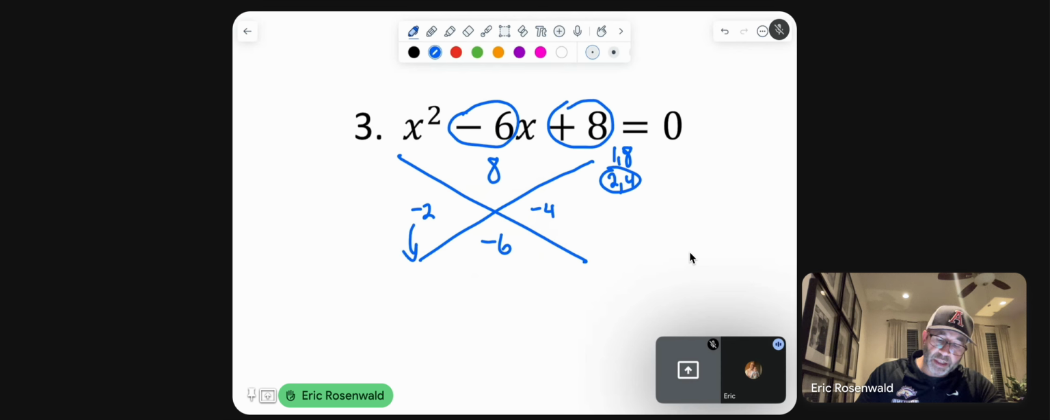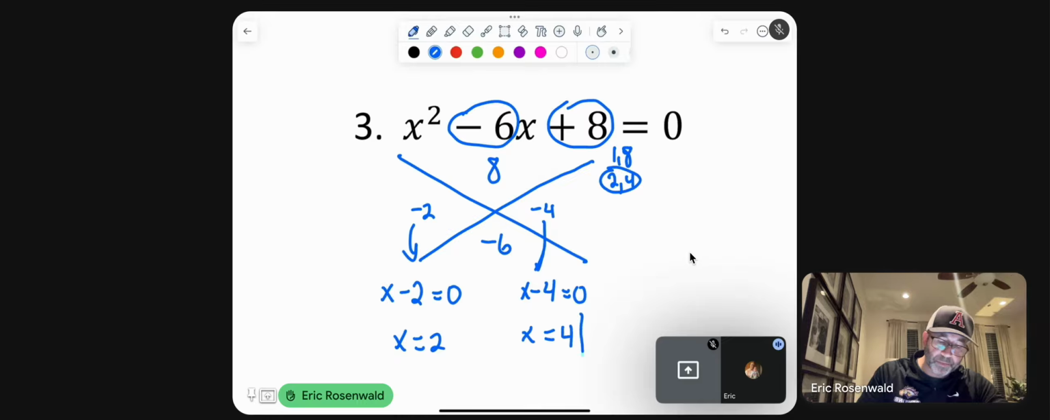Let's go ahead and take each one of these. We get x minus 2 equals 0 because that's a negative 2 there. And then we have x minus 4 is equal to 0. And we have x is equal to positive 2 and x is equal to positive 4. Those are your two answers.